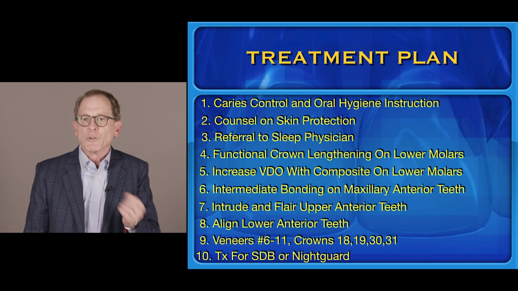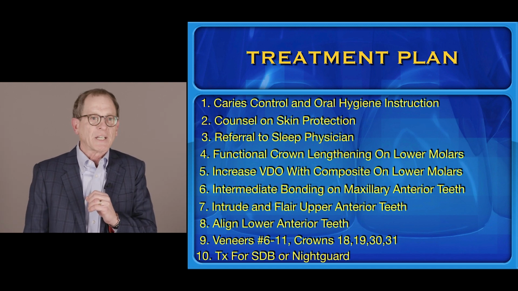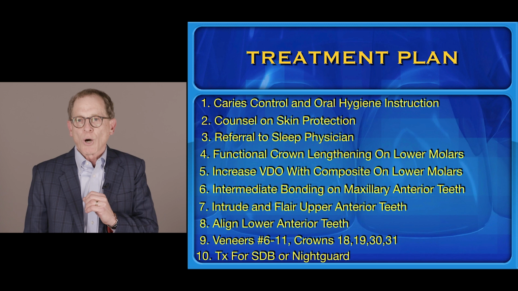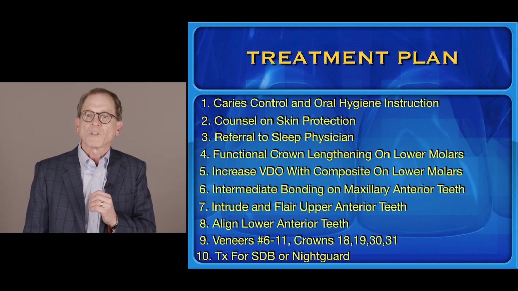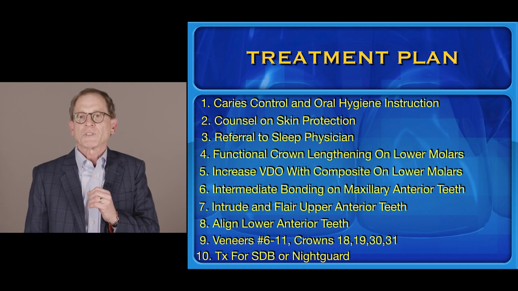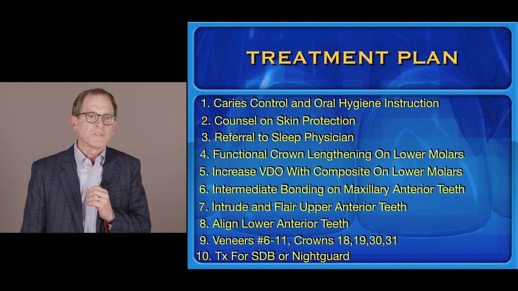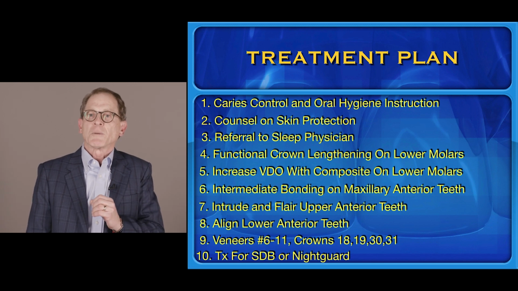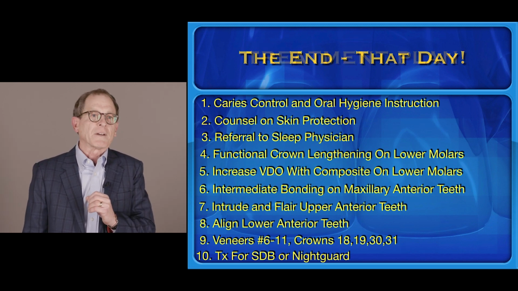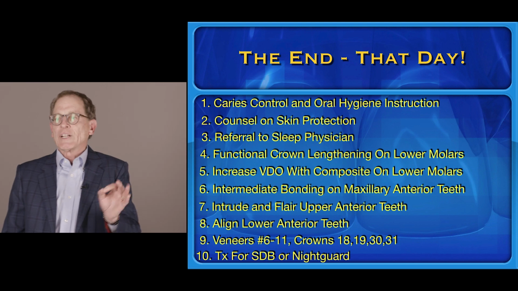We're then going to intrude and flare the maxillary anterior teeth. We're going to align the lower anterior teeth, and then we're going to do porcelain veneers on the uppers and porcelain and gold crowns on the lower posteriors. And then ultimately we're going to give him either a night guard or some other treatment for his sleep-disordered breathing. Okay, that's the end of the day.